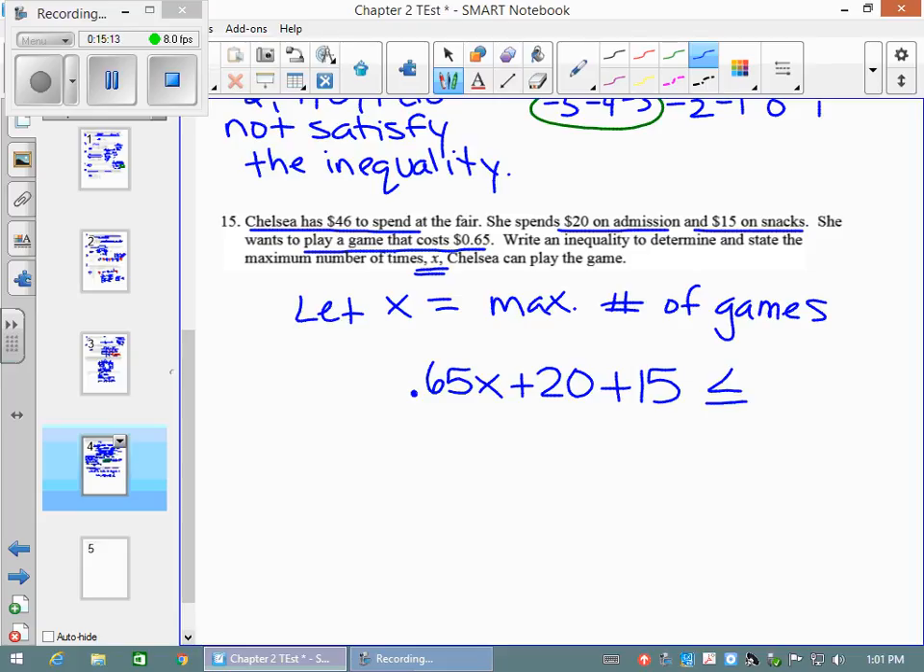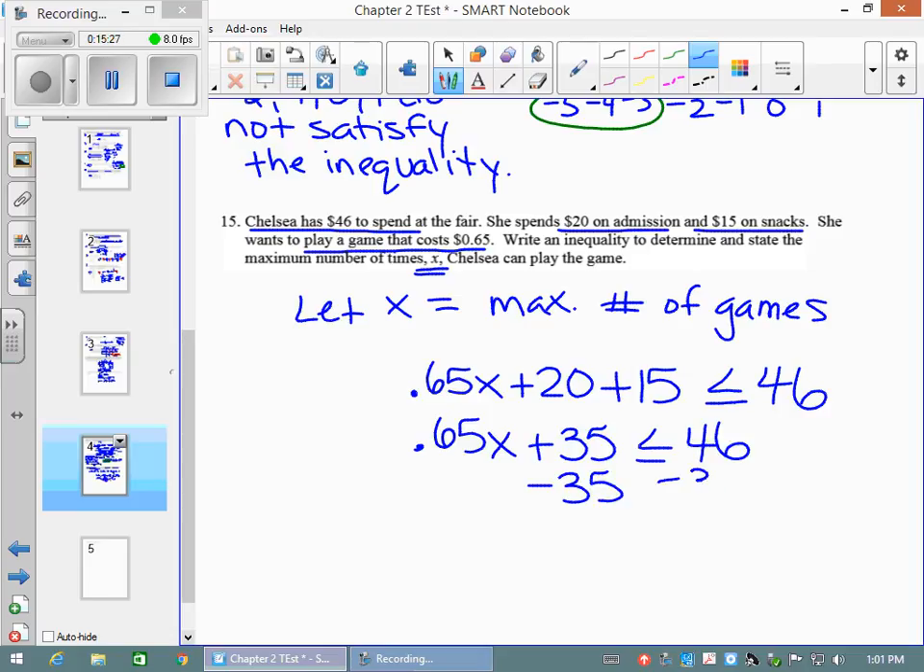So now we'll solve. I'm going to combine some like terms and subtract the 35 so I can start isolating x. Then I end up dividing. I need to divide by that 0.65 to get x by itself.